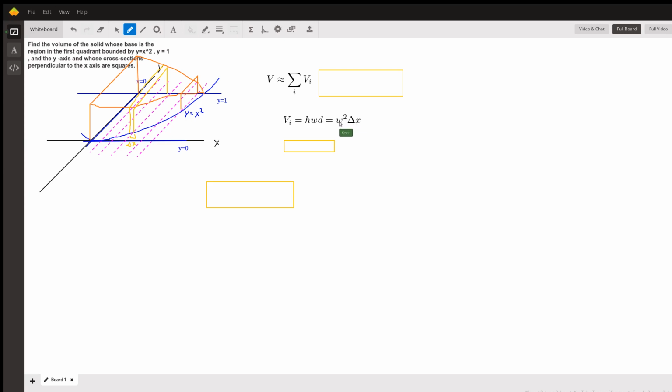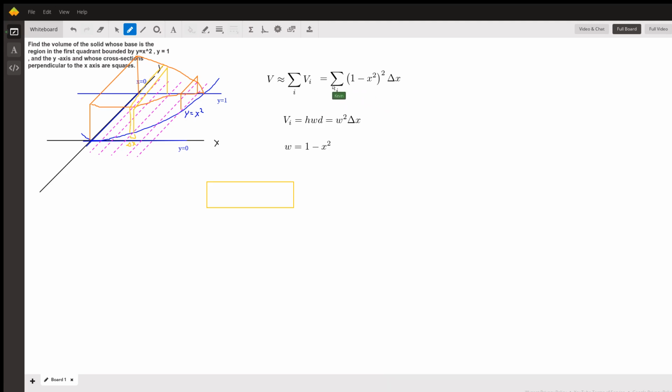So we don't have to worry about what delta x is. We do have to figure out what w is, and that is the length going from here to here, right? So what's this distance? It's 1 minus the value of the parabola, and so these are y values, right? So 1 minus y equals x squared. So w is just equal to 1 minus x squared. Okay, so from there, this is the easy part. We just take this w and plug it in there, and then we take this V_i and plug it in there, and we get the Riemann sum that we are after.